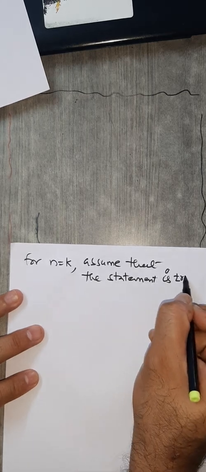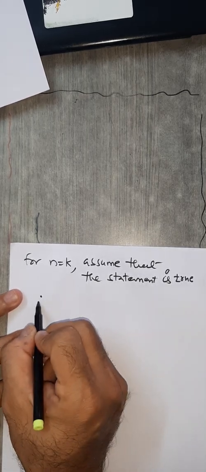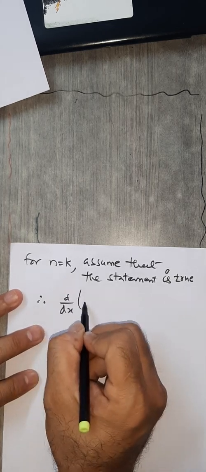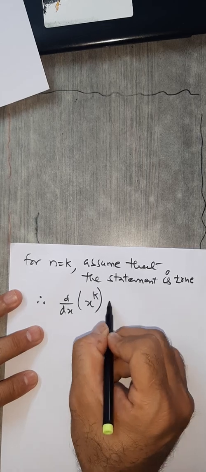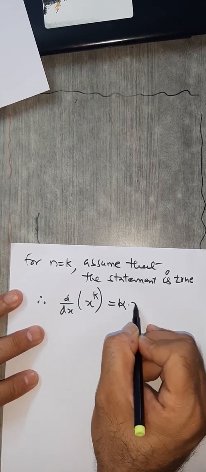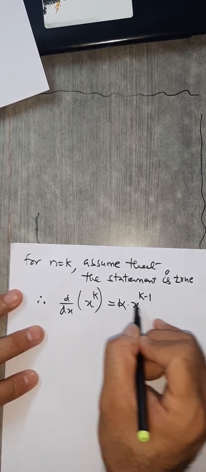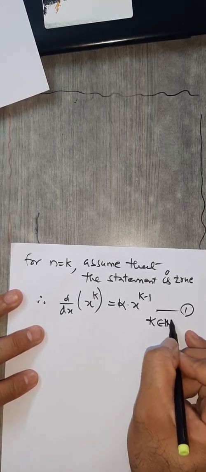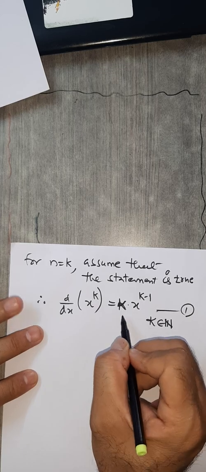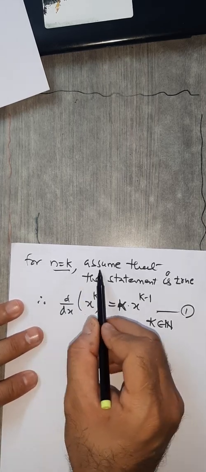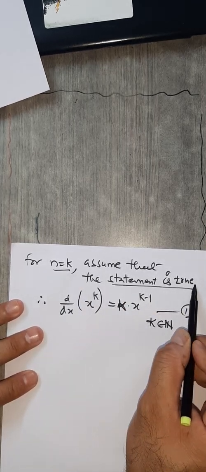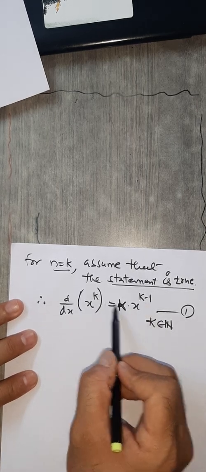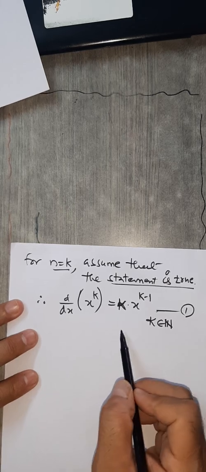This is our assumption. Therefore, we have d by dx of x raised to k equals k into x raised to k minus 1. Call this as 1, where k belongs to N. This is the assumption. For n is equal to k, the statement is true. That means in the given statement, instead of n, you put k. We usually call this as 1.